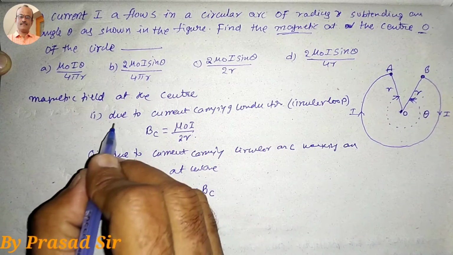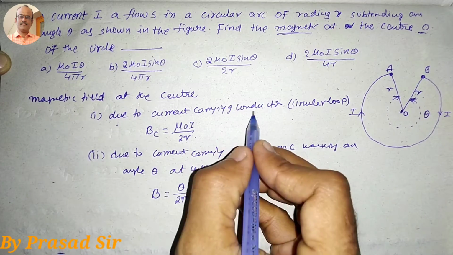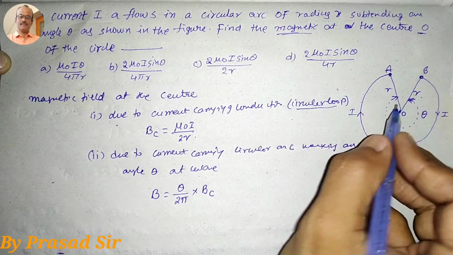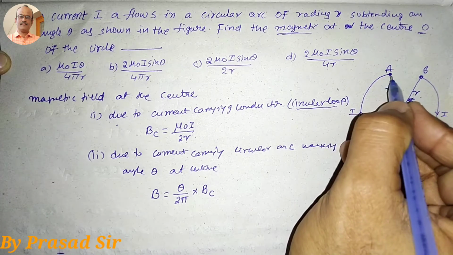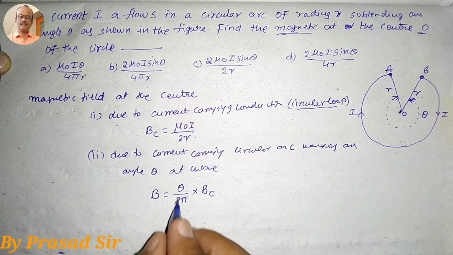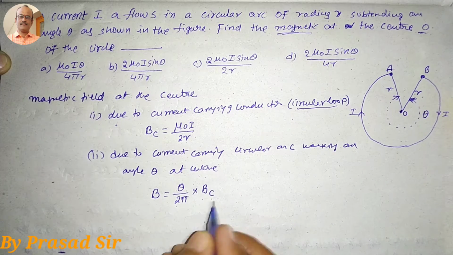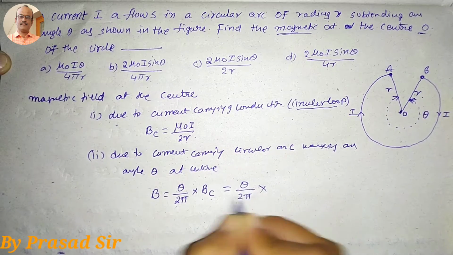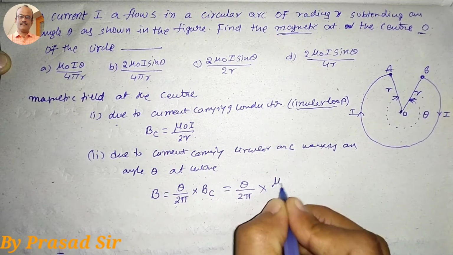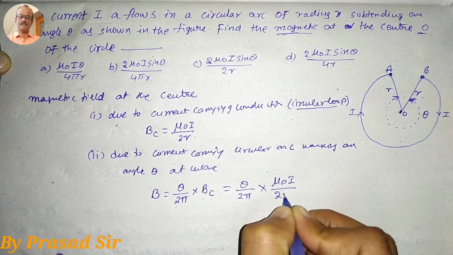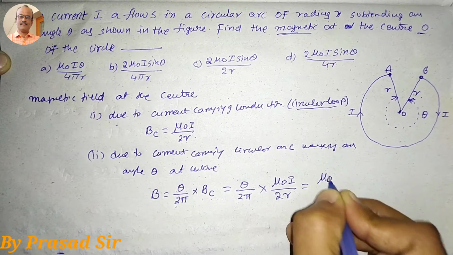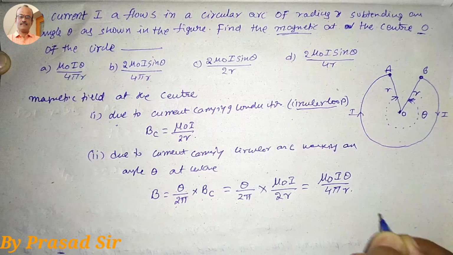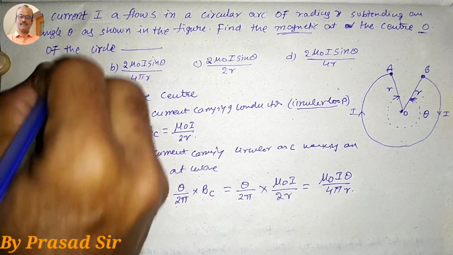So here actually, due to the current carrying conductor, that is the circular loop, first we calculated the circular loop. Then afterwards this is the arc. So we want to calculate the arc, means theta by 2 pi into B at the center. Theta by 2 pi into B at center, what is that here? Mu naught I divided by 2R. So here mu naught I into theta divided by 4 pi R. So which option is correct here? Option A is correct.